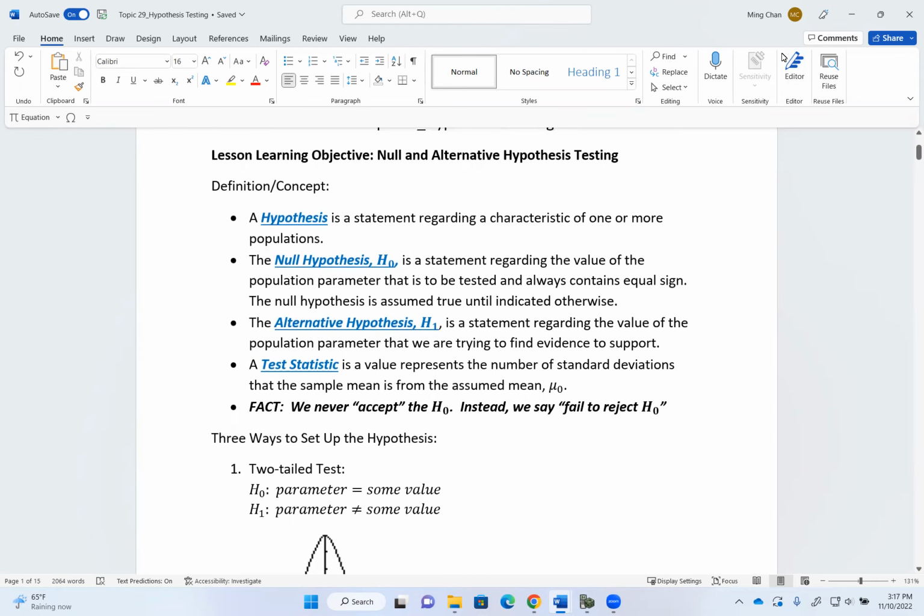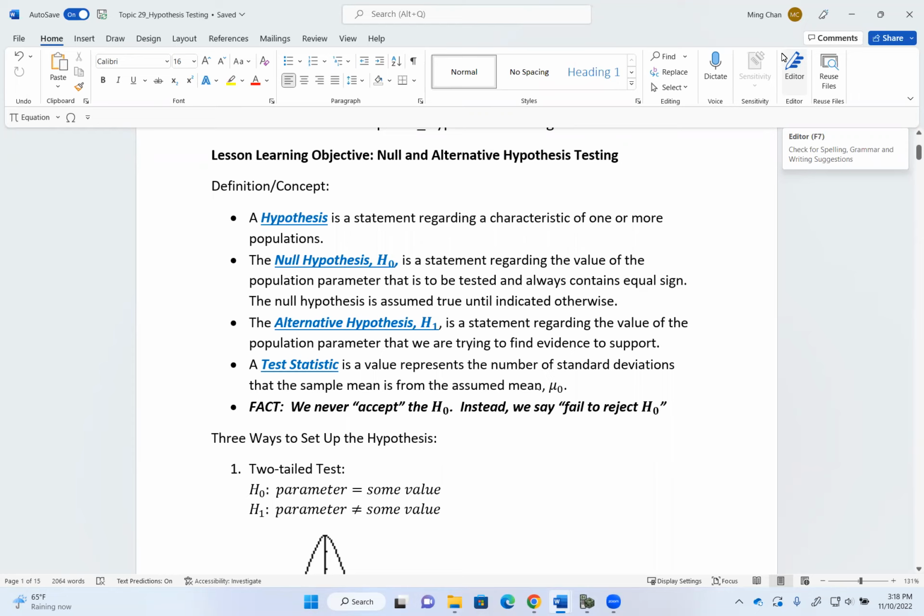A test statistic is a value representing the number of standard deviations that the sample mean is from the assumed mean, called mu null. That's the assumed population mean, what they are saying. It can also be p null, the population proportion of what they say.